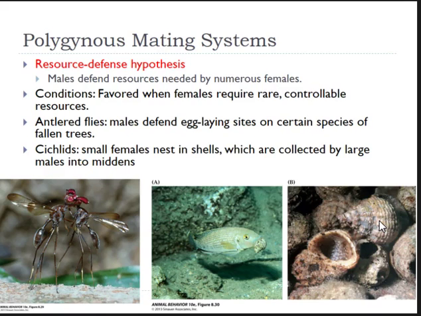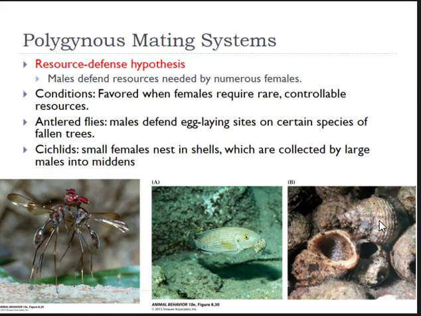So examples of this, here are these little antlered flies. These guys basically have egg-laying sites where females only lay eggs on certain species of fallen trees, and there won't be that many of that species of fallen tree existing in a forest. So the males will find those fallen trees and then basically defend them from other males, keep other males away. Females will come along, lay their eggs, and he'll get the opportunity to mate with her at those sites.